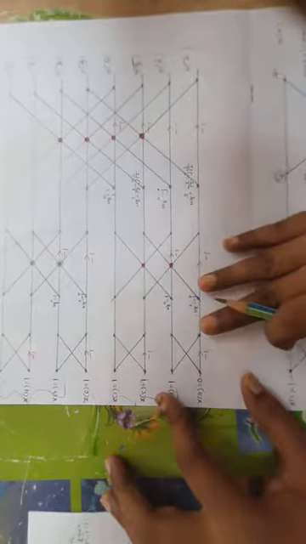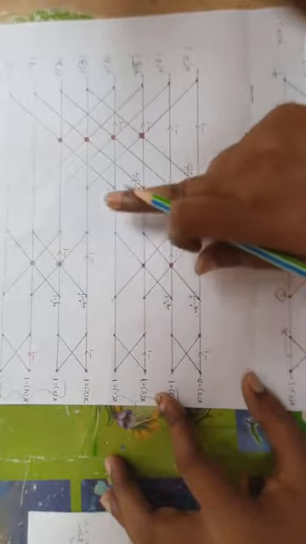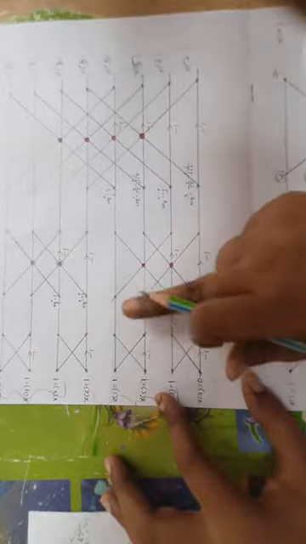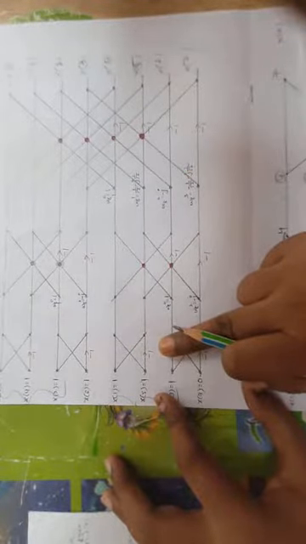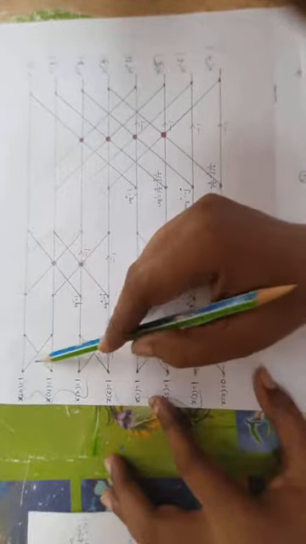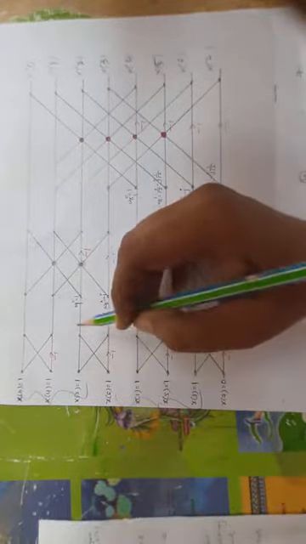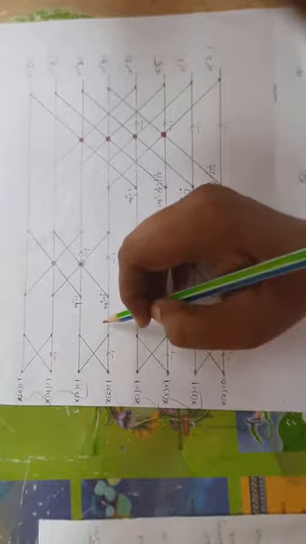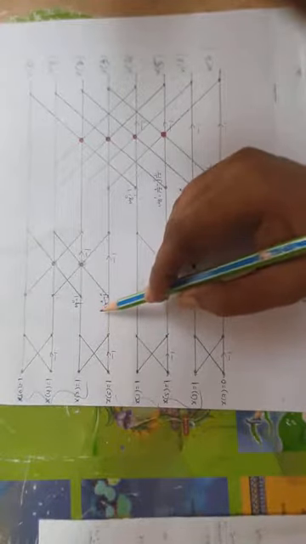Now I am considering here 3 columns: first column, second column, third column. In the first column keep 2 dots. As I told you, consider it has 3 columns, and leave space between each pair of dots.